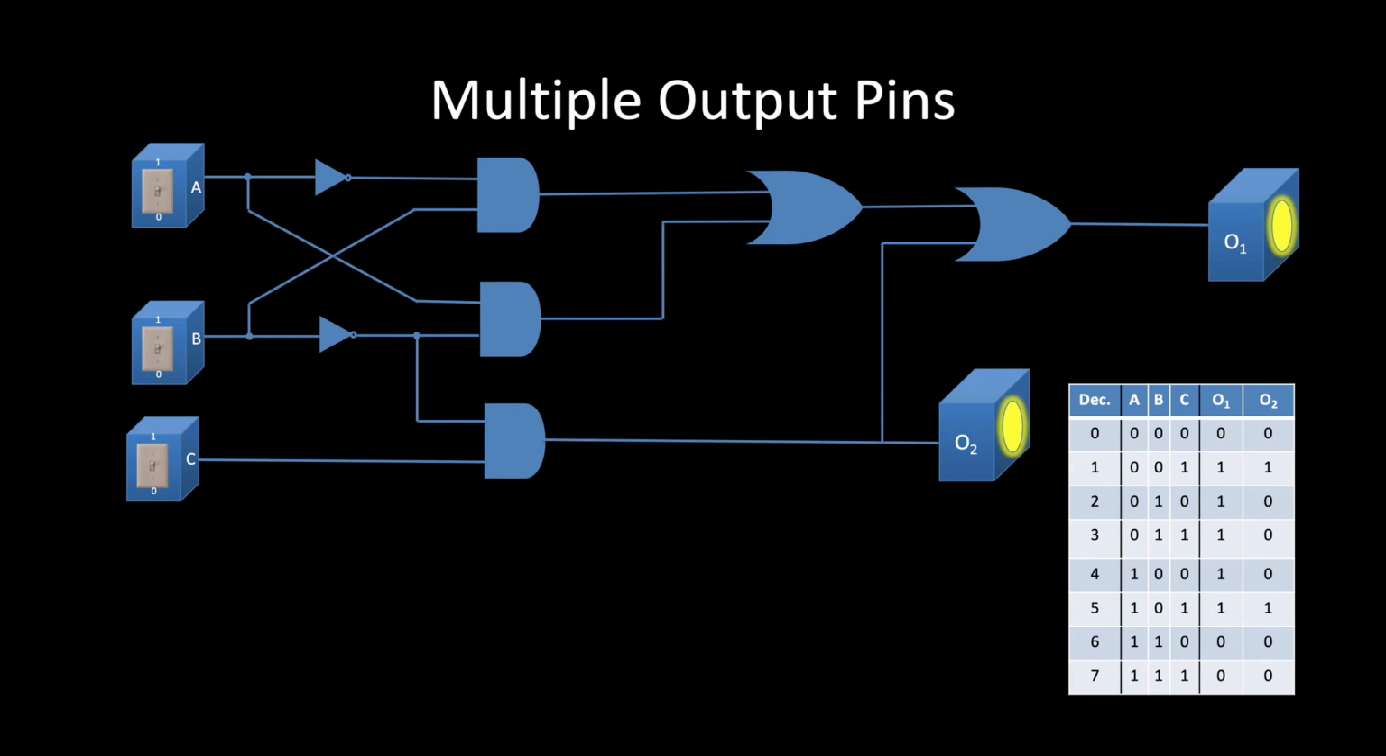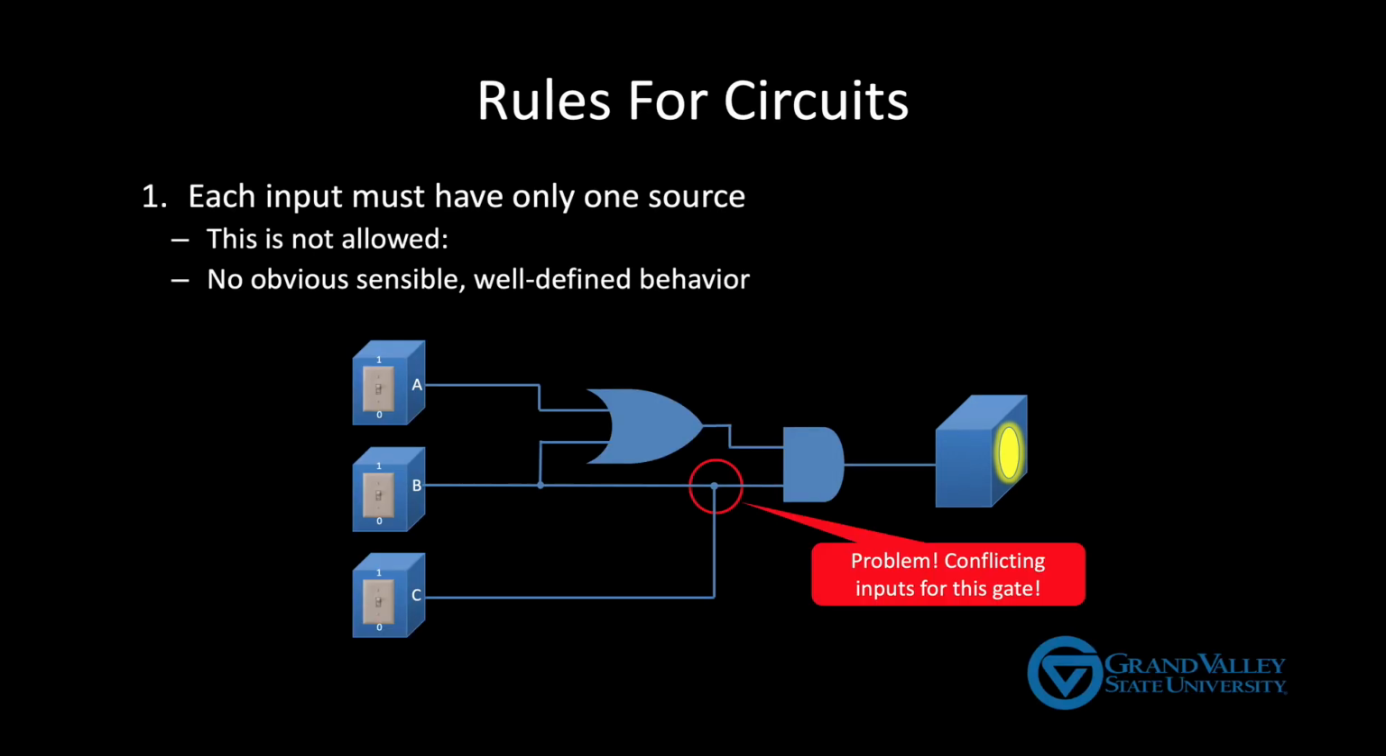So at the beginning of the video, I mentioned that you can connect gates in almost any way you like. So let's talk about that almost part. There are 2 key rules to follow. First, each input has to have a single source. If a gate's input has multiple sources, then how does the gate know what the input actually is?